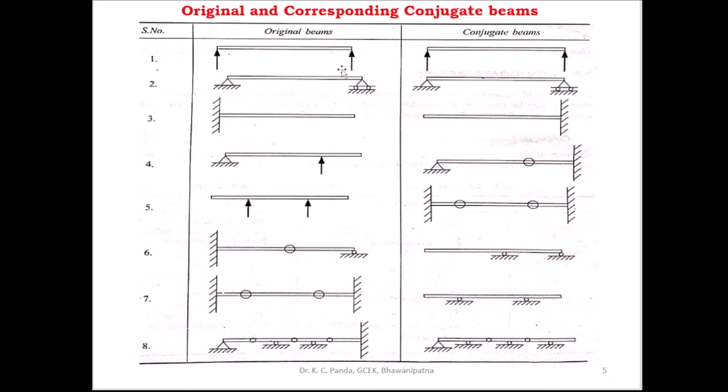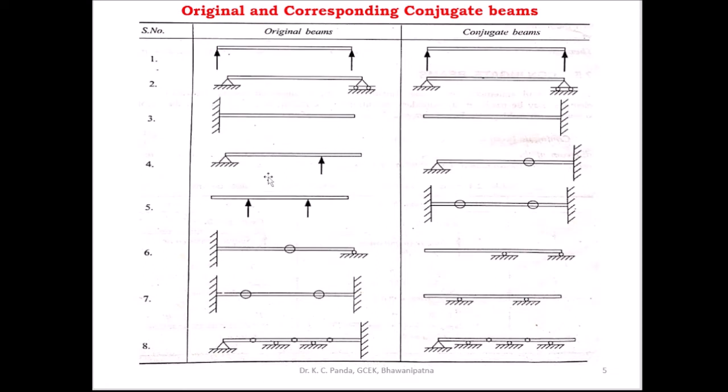If in the original beam one end is hinge support and the other end is roller support, in the conjugate beam also you have to take one end as hinge support and the other end as roller support. And if the original beam is a fixed beam, in the conjugate beam you have to take the fixed end as a free end and the free end as a fixed end.